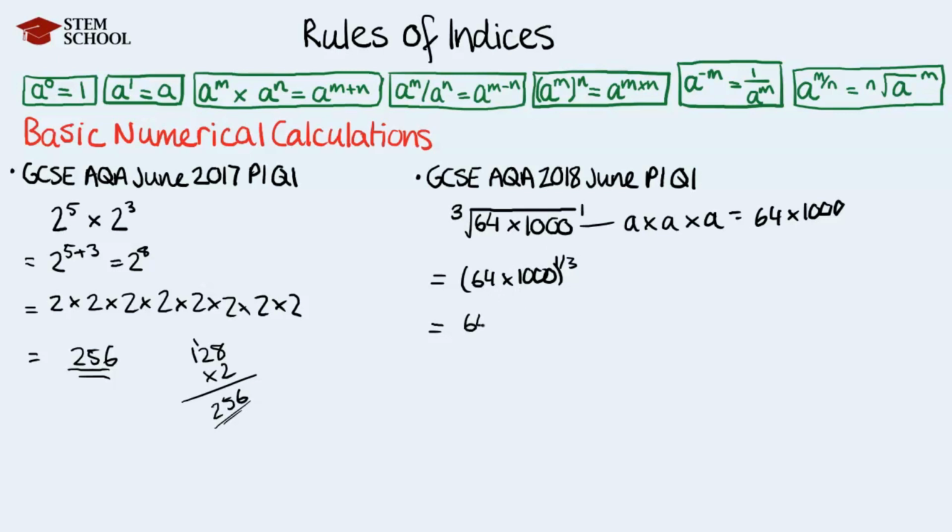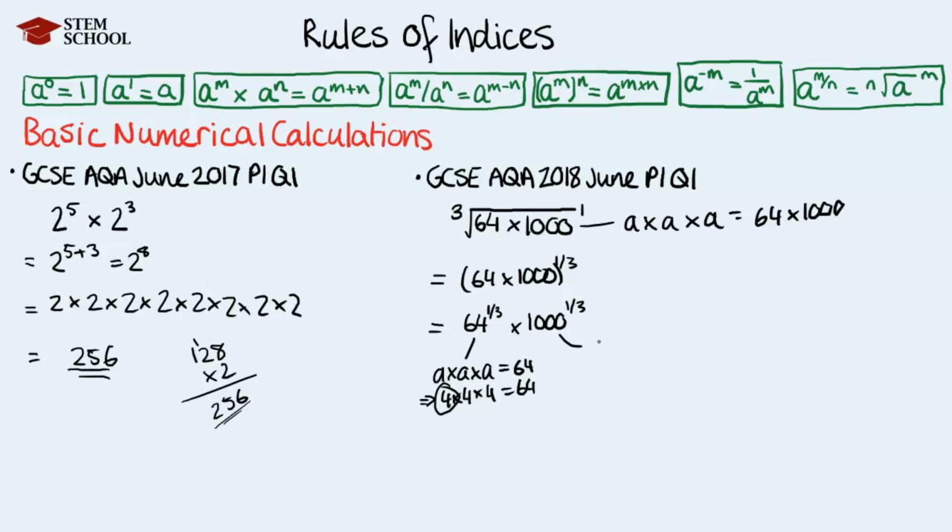So this is the same as saying 64 to the power of a third multiplied by 1000 to the power of a third. And what we can do is work each of these out individually. So this is the same as saying something times something times something is equal to 64. So it's a non-calculator paper, you just have to manually test different numbers to work it out. And what you'll find is that 4 times 4 times 4 is equal to 64. So 4 is a magic number.